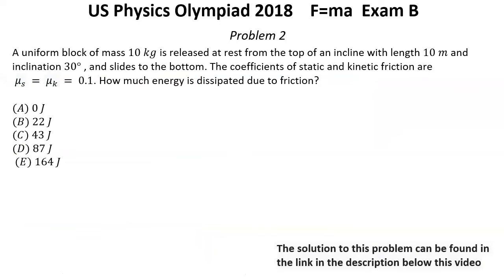Problem number 2. A uniform block of mass 10 kg is released at rest from the top of an incline with a length of 10 meters and inclination 30 degrees and slides to the bottom. The coefficients of static and kinetic friction are μ static equals μ kinetic equals 0.1. How much energy is dissipated due to friction?